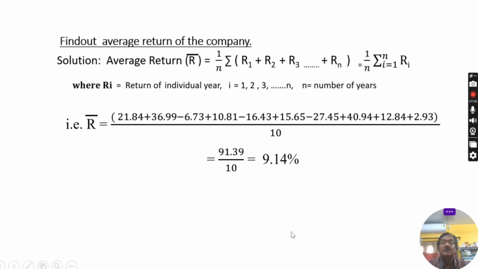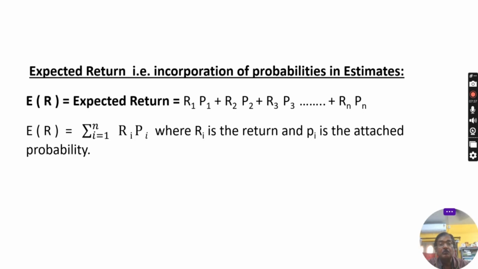How will you compute? This is the formula. Simply by averaging you will get the return. I have added all the returns of 10 years and divided by 10, that is 9.14%. That is, over the span of 10 years, on average, the return from the share of that company is 9.14%.